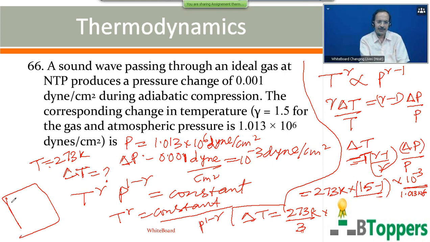So 273 by 3 you get 91 by 1.013. 10 power minus 3 by 10 power 6, you can write as 10 power minus 9. So this you can write as 9.1 by 1.013 into 10 power minus 8 Kelvin. You can see which answer option is close to this value. I did not simplify it completely. You can take a pause and copy the working.